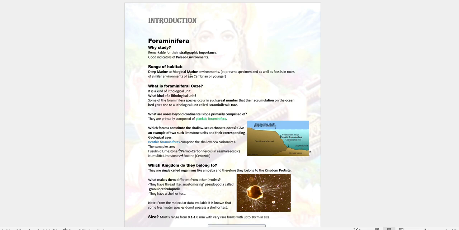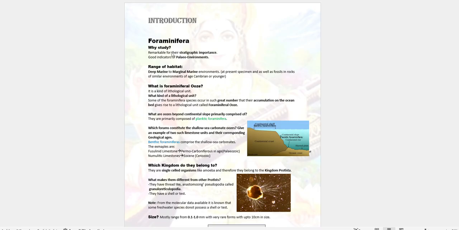Okay, so today we're gonna start with the Foraminifera and why they are important in micropaleontology. We'll discuss the range of habitat of these microorganisms and certain terminologies that are quite common to this. We'll discuss this in this lecture. So, in the first part, I'll cover the introduction.